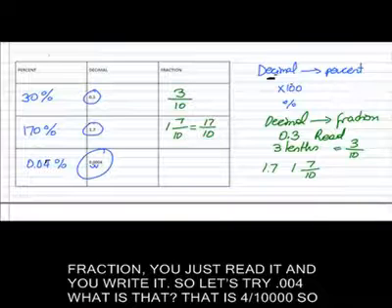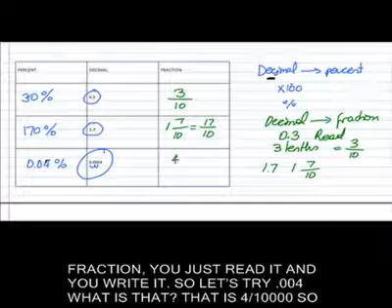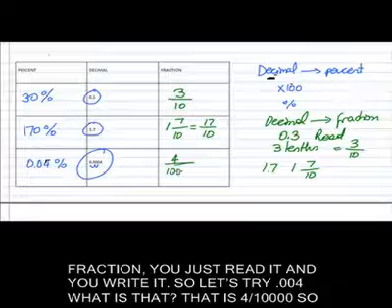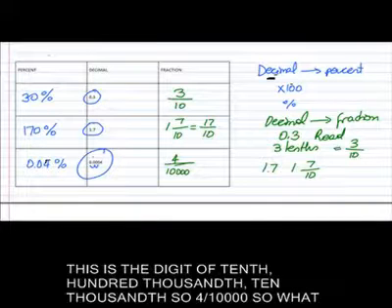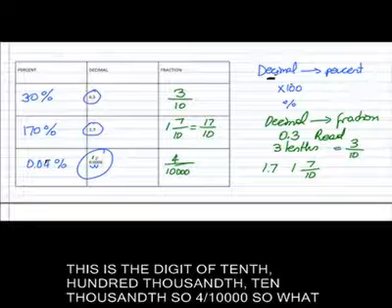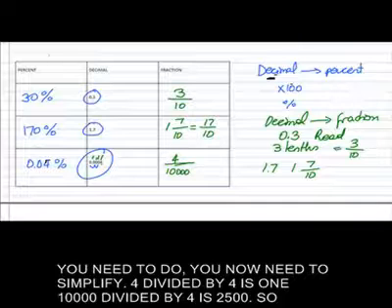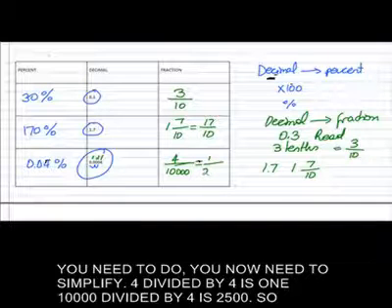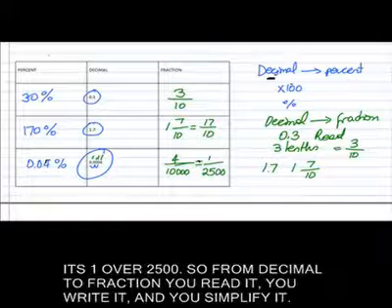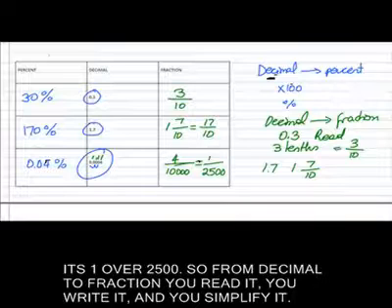So let's try 0.0004. What is that? That is 4 10,000ths. This is the tenths digit, hundredths, thousandths, 10,000ths. So it's 4 over 10,000. Now you need to simplify. 4 divided by 4 is 1. 10,000 divided by 4 is 2,500. So it's 1 over 2,500. So from decimal to fraction, you read it, you write it, and you simplify it.